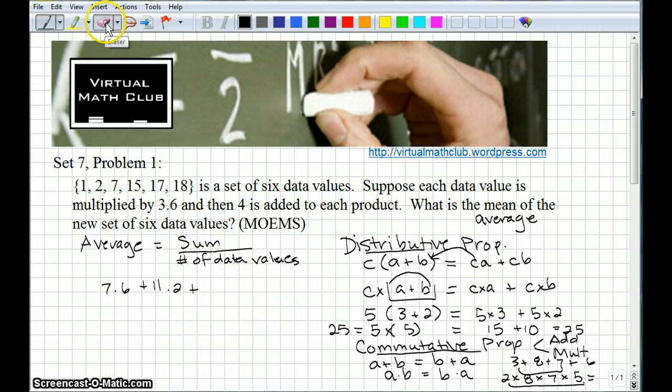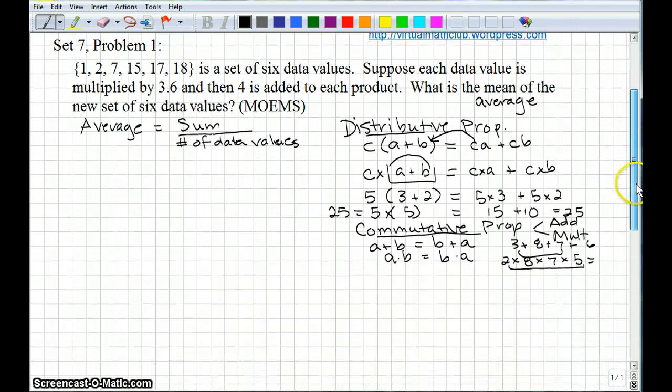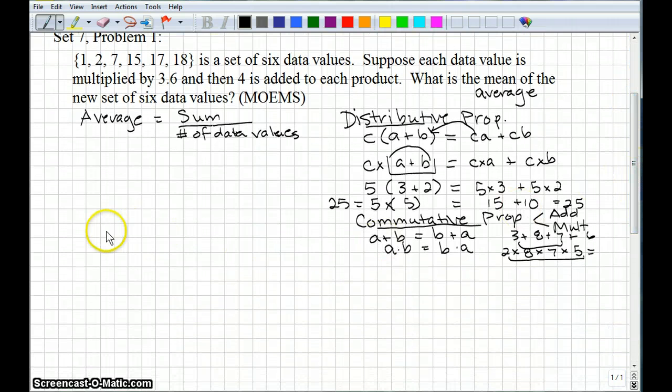I am going to take my eraser and erase this stuff because I don't want to do it that way. I want to find an easier way to do this. So I'm going to scroll down here and give myself a little more room because I want to write this whole thing out for you.